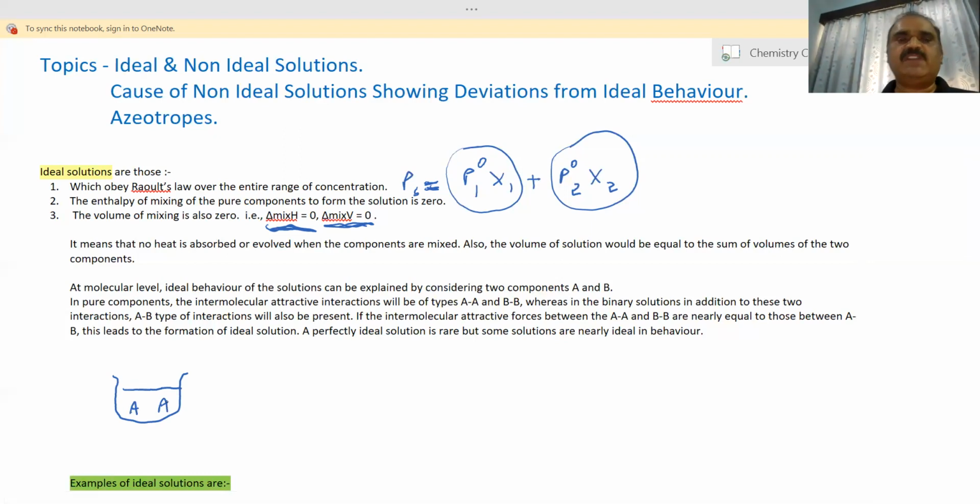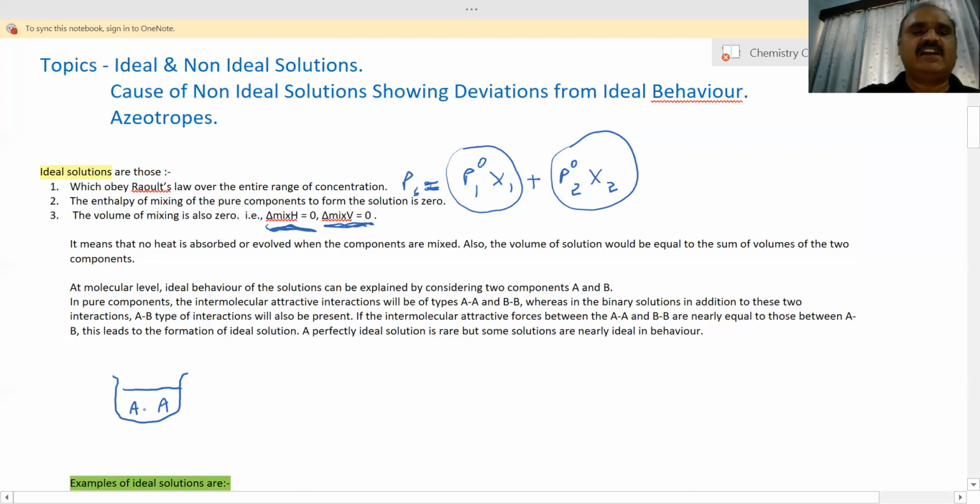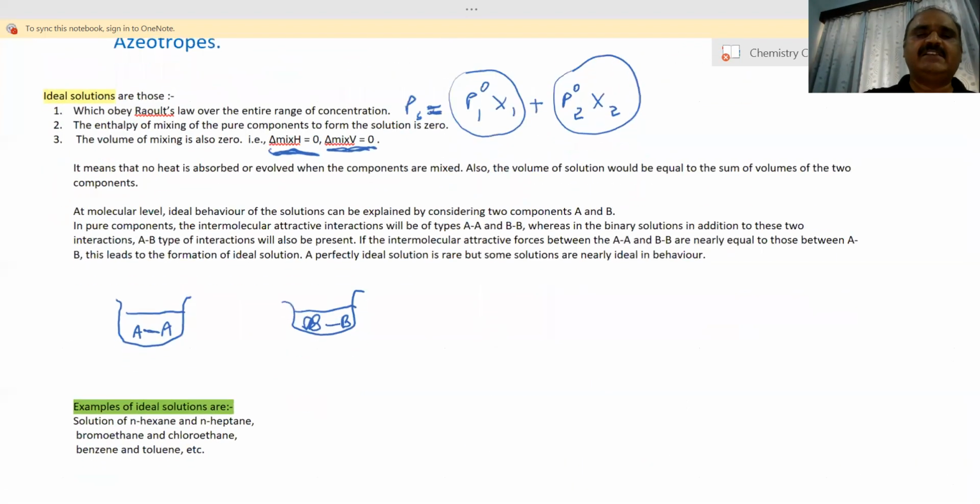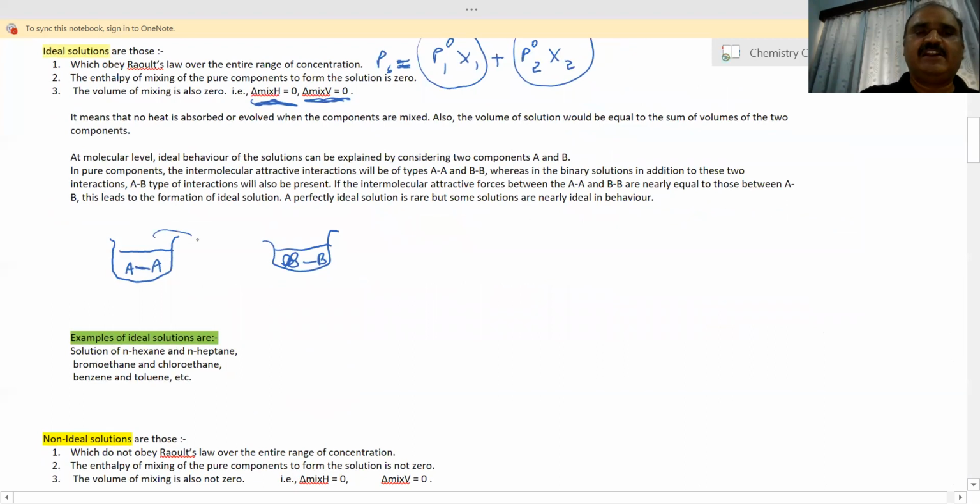And there must be some kind of forces of attraction. If these are molecules, there are intermolecular forces of attraction. We can call it AA attraction. Similarly, we have a pure liquid, pure component B. The B molecules are held by some kind of attractive forces, BB interactions. When we mix these components together into a third beaker, what happens?